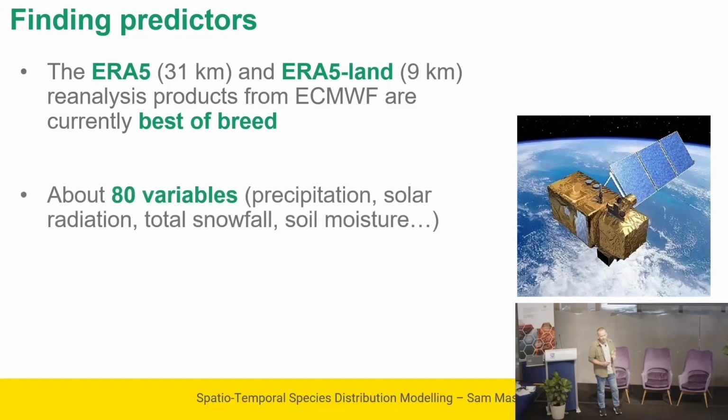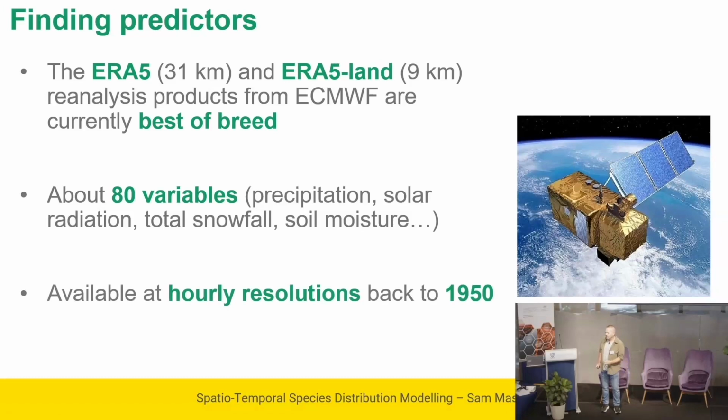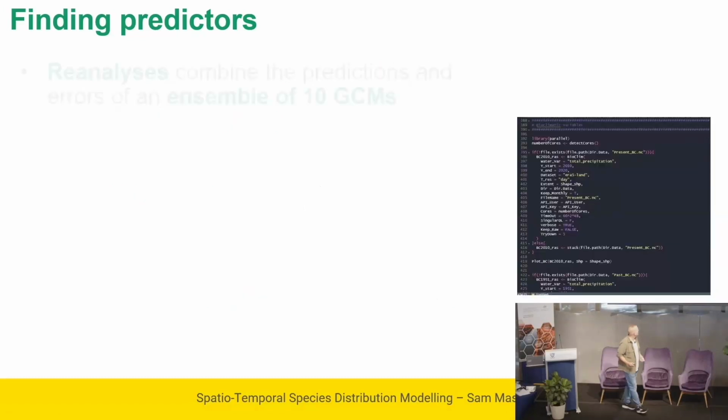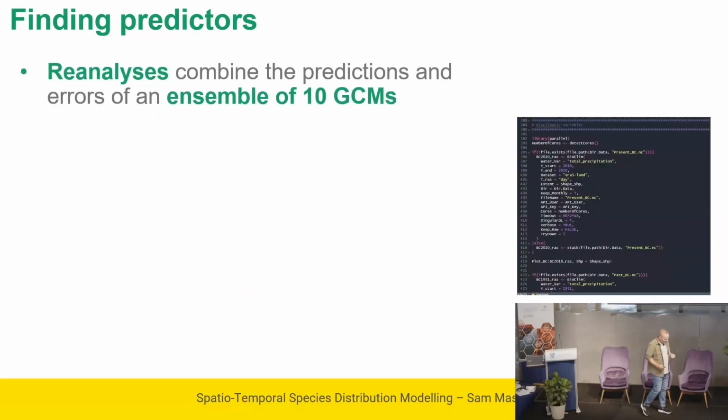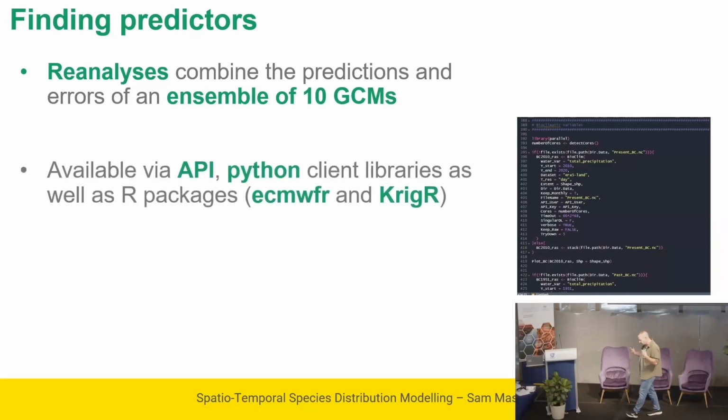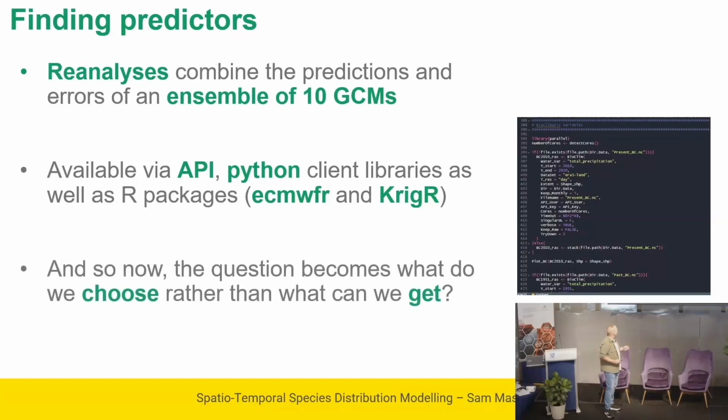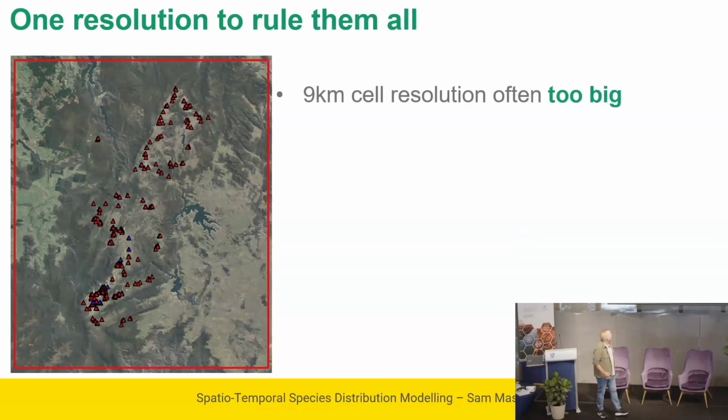There's 80 variables there, precipitation, etc. At hourly resolutions going back to 1950. They've got a nice API around there. There's a Python library you can use, and there's an R package around that, so you can pull this data in. That speaks to that repeatability I was talking about before. And so now the question becomes, what do we choose rather than what can we get, which is traditionally how it's been in ecology.